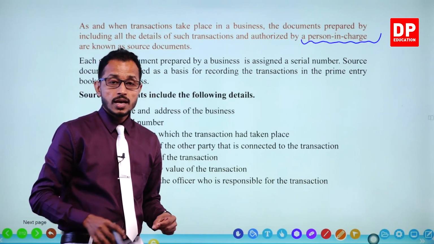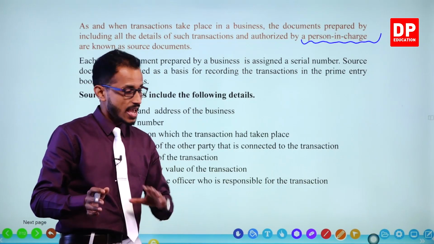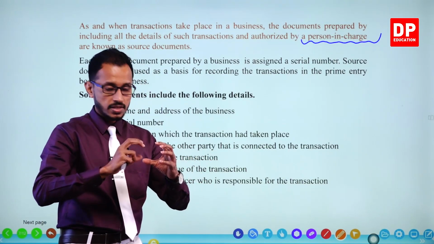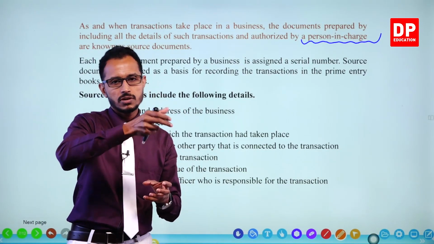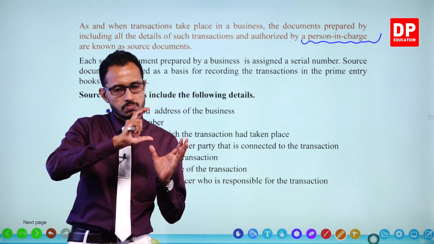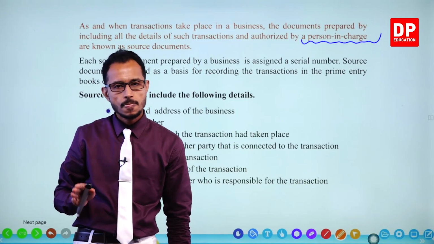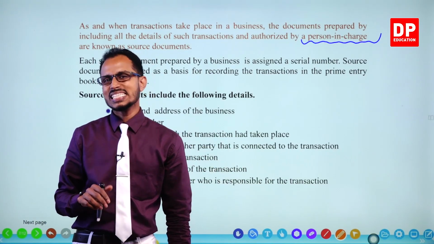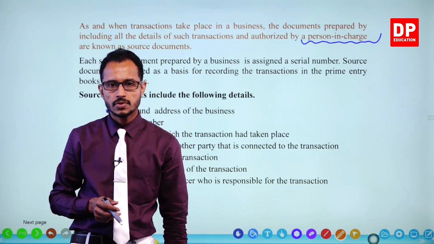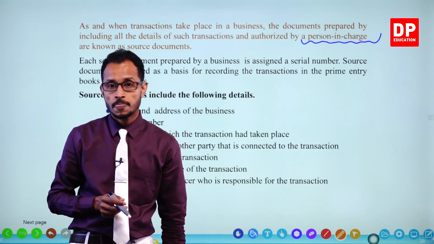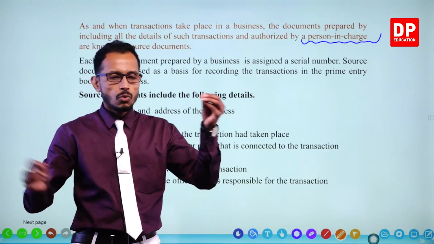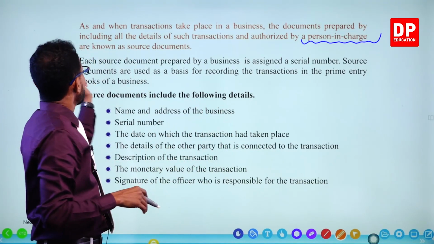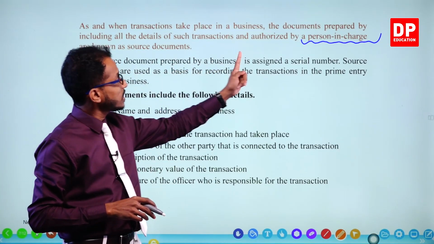But children, these source documents are collected, segregated and categorized at the end of the day. Although the cashier printer prints a roll of bills, those source documents are categorized at the end of the day. Because there are different transactions, and for different transactions, different source documents should be issued. Those source documents also must be categorized. All the types of source documents can't be messed up and piled up together. No. All right. So it says here, each source document prepared by a business is assigned a serial number.